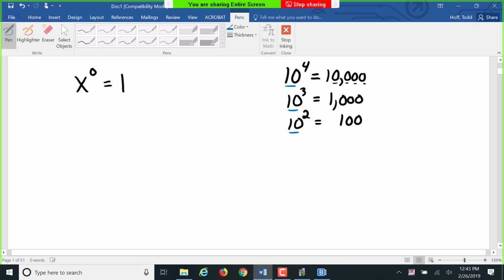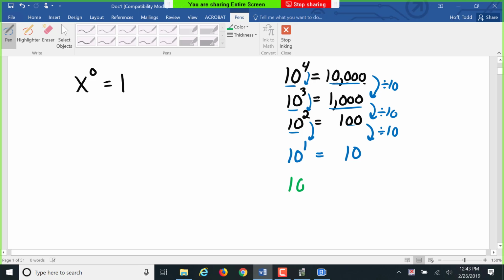When our base of our exponent is 10, we're going to keep that the same. We're going to change the power by 1. So we went from 4 down to 3, 3 down to 2. What would our next one be? 1, right? 10 to the 1. Our result each step is divided by 10. 10,000 divided by 10 is 1,000. 1,000 divided by 10 is 100. So 100 divided by 10, what should this answer be? 10. 10 to the power of 1 is 10. So our pattern holds true.